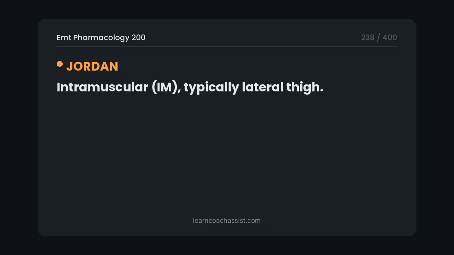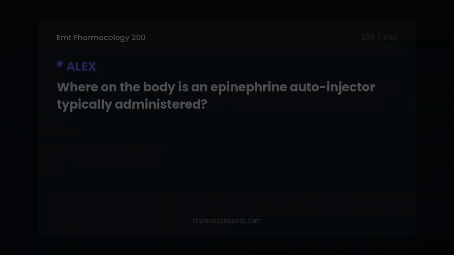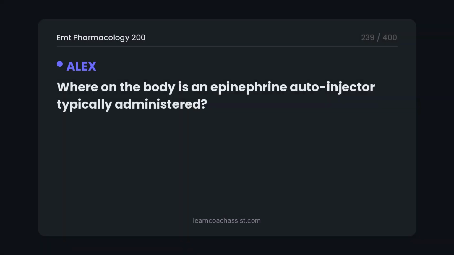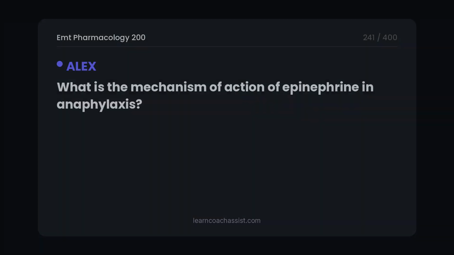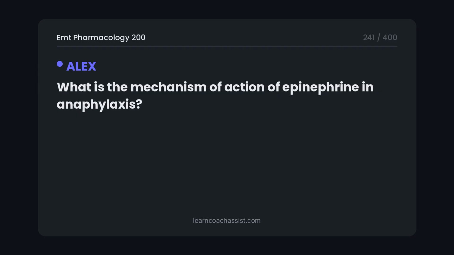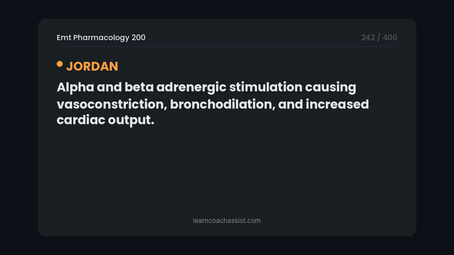What is the route of administration for an epinephrine autoinjector? Intramuscular, IM, typically lateral thigh. Where on the body is an epinephrine autoinjector typically administered? The lateral mid-thigh. What is the mechanism of action of epinephrine in anaphylaxis? Alpha and beta adrenergic stimulation causing vasoconstriction, bronchodilation, and increased cardiac output.